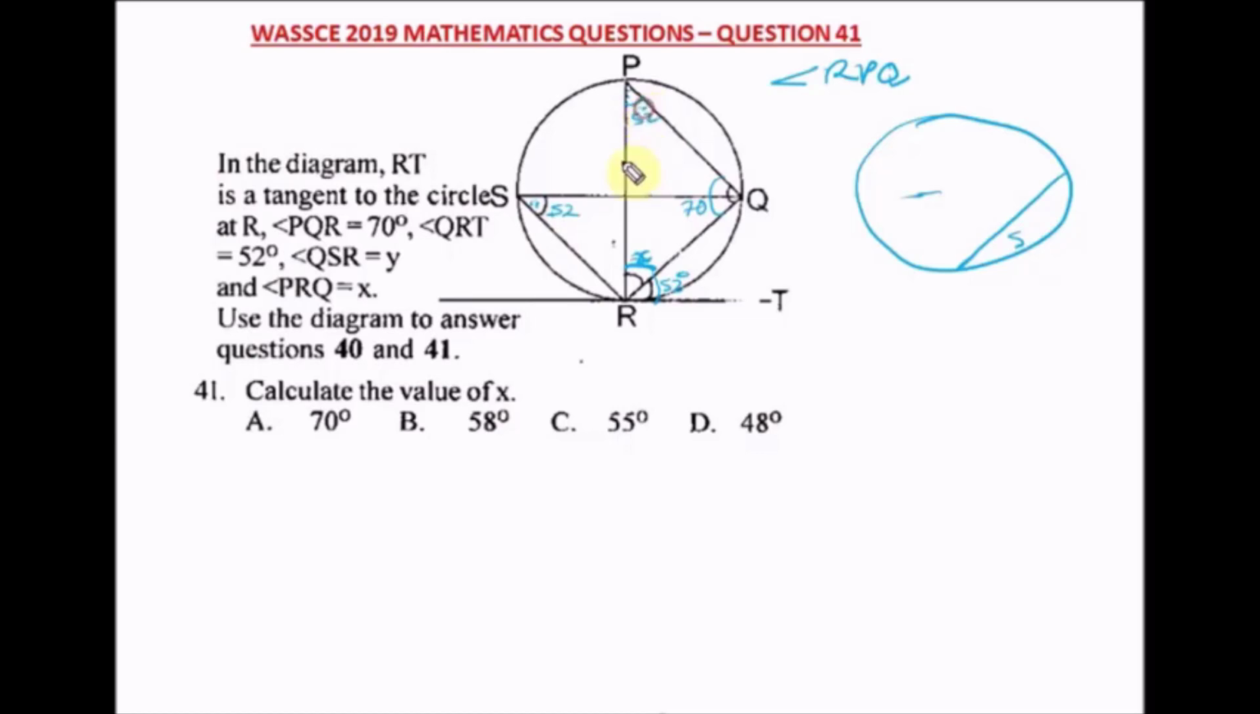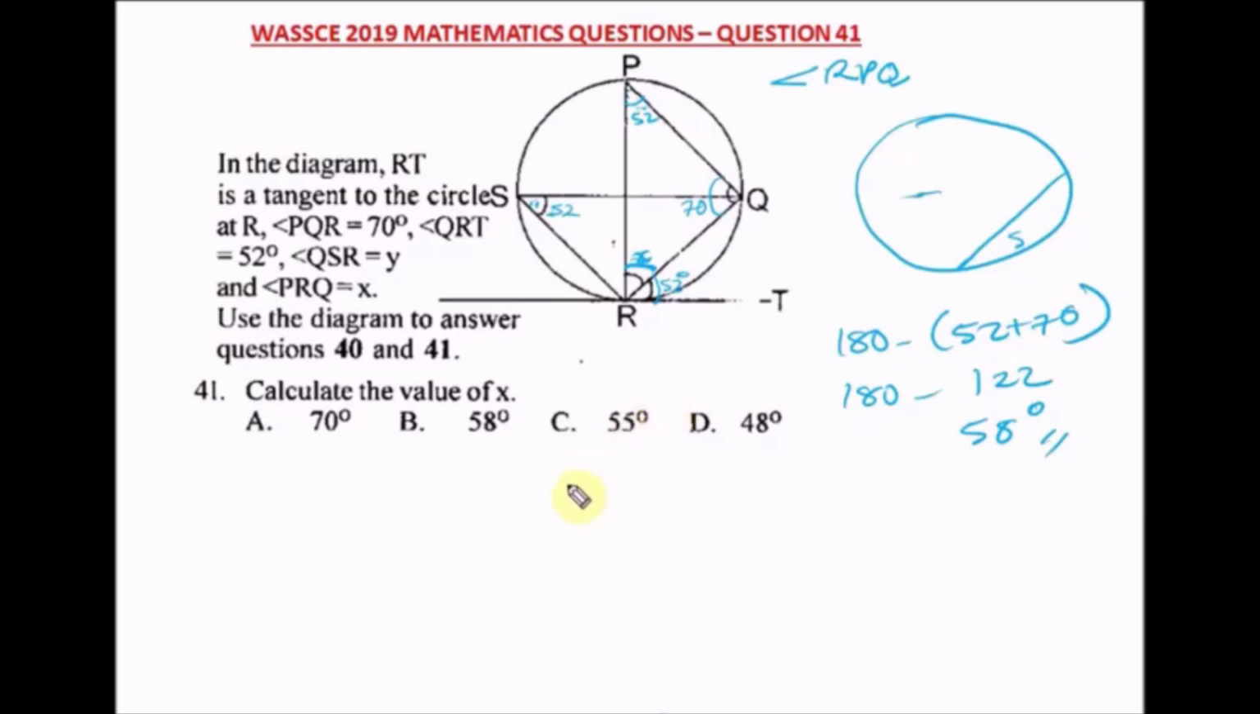So if this is 52, then we can easily get x, and to get x is simply 180 minus bracket 52 plus 70. And what would this give us? What is 52 plus 70? That would give us 122. And 180 minus 122 will give us 58 degrees.